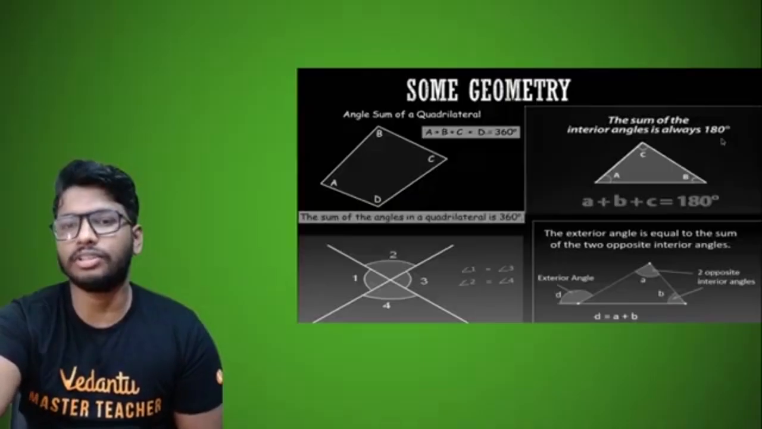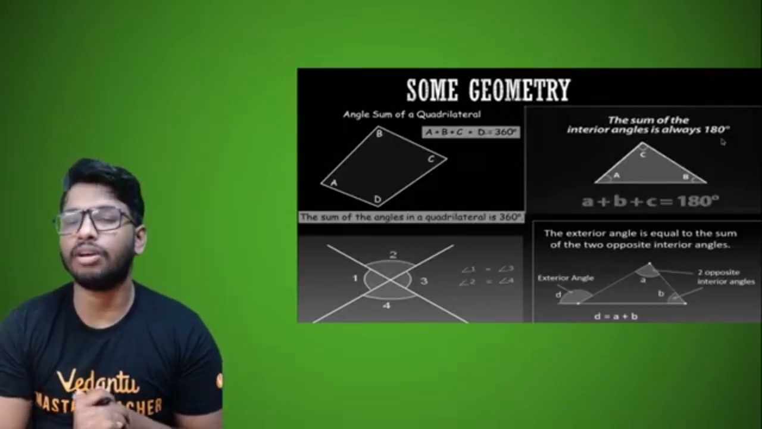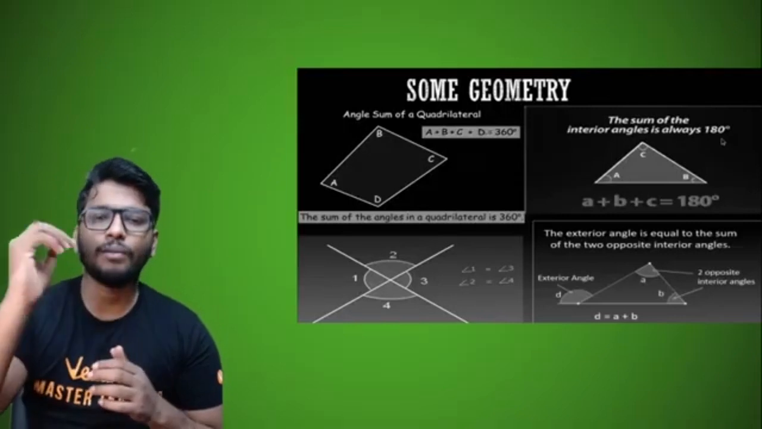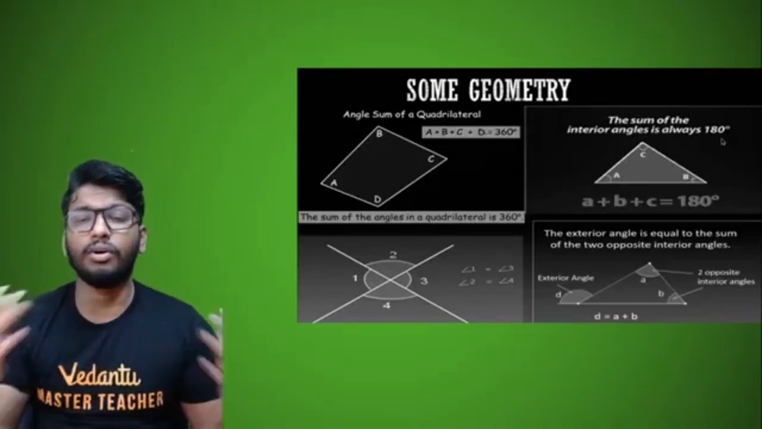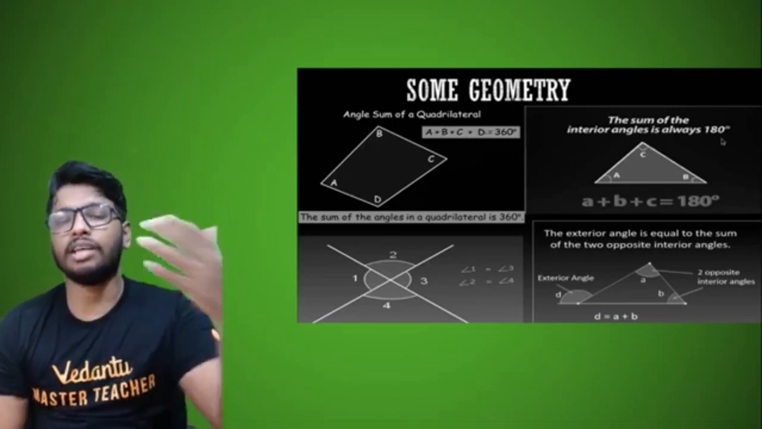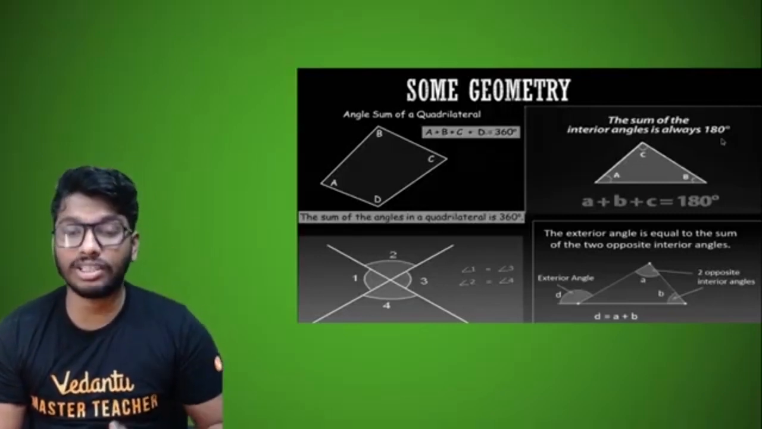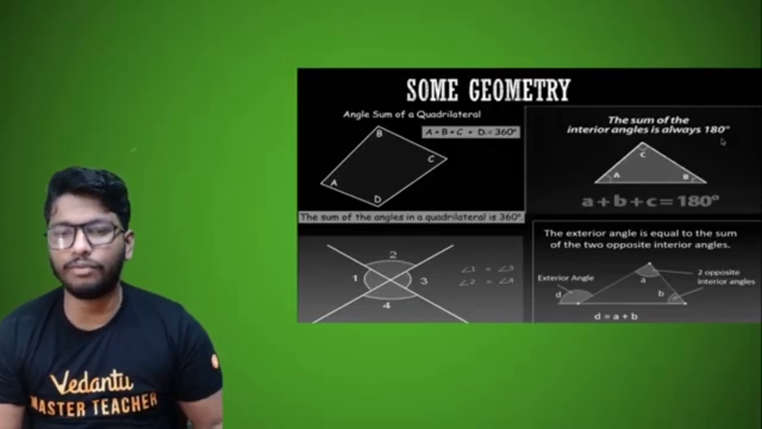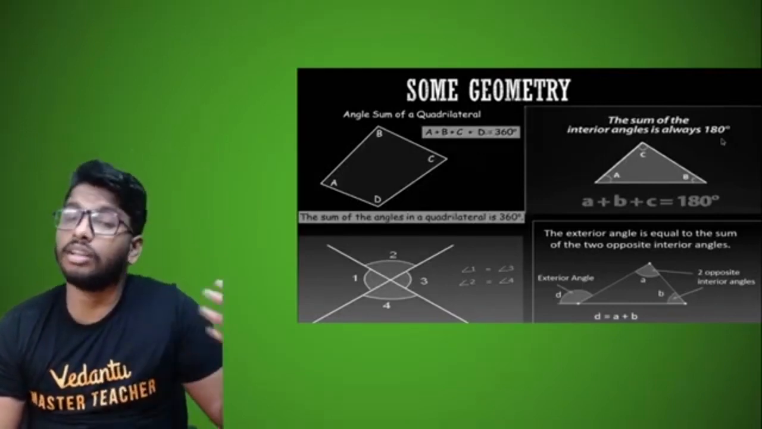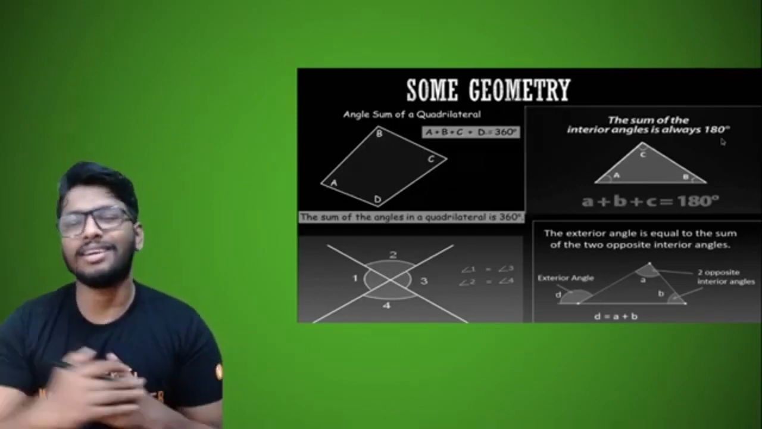Now that you've understood this, let me tell you some basic geometry before we do the derivation of how to find the angle of deviation. In a quadrilateral, no matter which quadrilateral you take, the sum of all four angles gives you 360 degrees. The sum of the three angles in a triangle gives you 180 degrees, and the opposite angles are always equal. So angle 2 is equal to angle 4, angle 1 is equal to angle 3. In the same way, the exterior angle is equal to the sum of the two opposite interior angles.